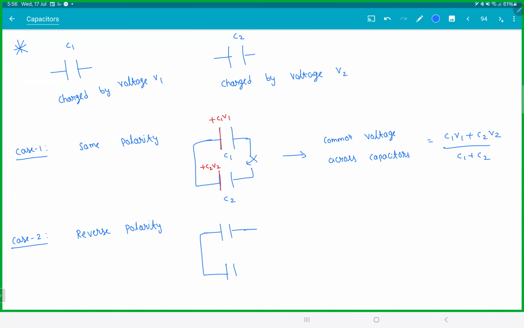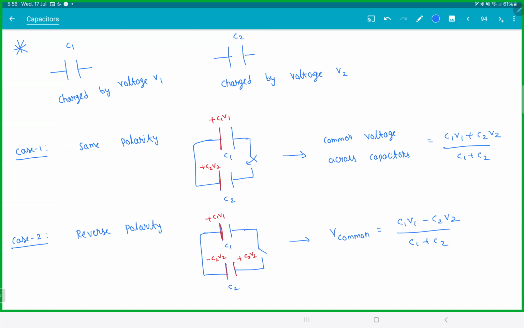So now you connect it in reverse polarity. So this is your positive plate. This is the positive plate. Again, same thing. The common voltage would be, I'm assuming C1V1 is bigger, so (C1V1 minus C2V2) by (C1 plus C2). Clear?